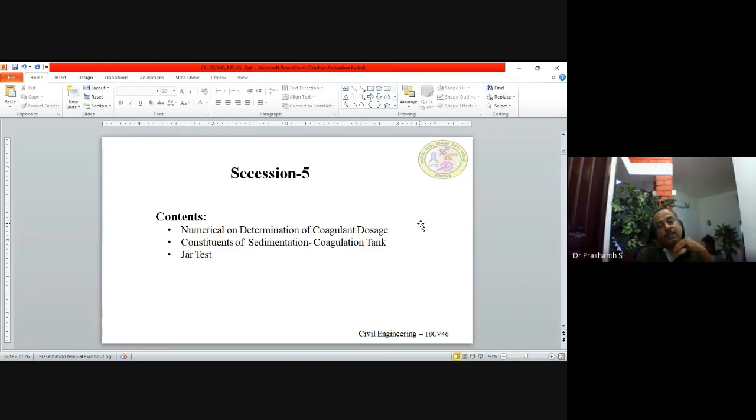And at the end of session 4, we discussed the different types of coagulants which are generally used. Alum and iron salts are generally used, and alum has its own advantage and iron has its own advantage.